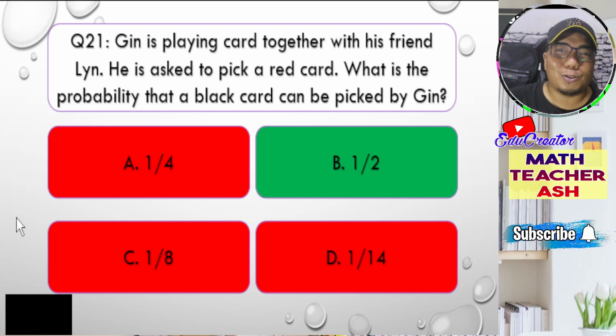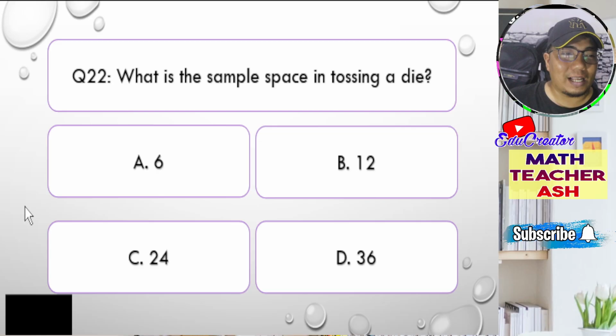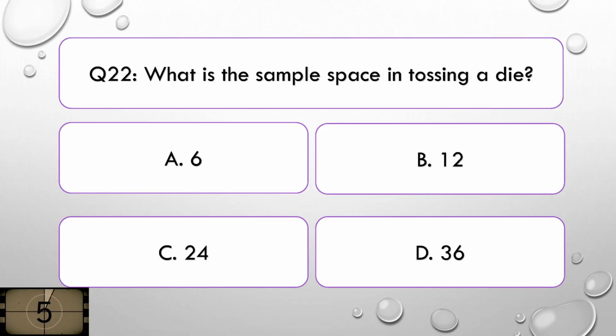Alright, let us go to question number 22. What is the sample space in tossing a die? Is it A, 6, B, 12, C, 24, or D, 36? I'll give you 5 seconds to think about your answer.